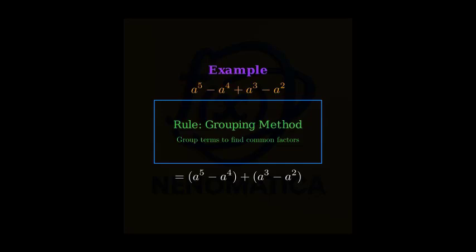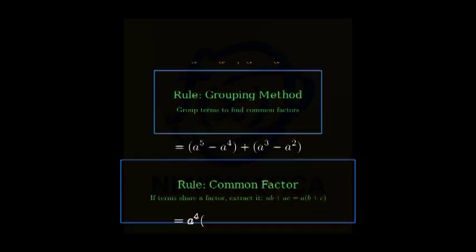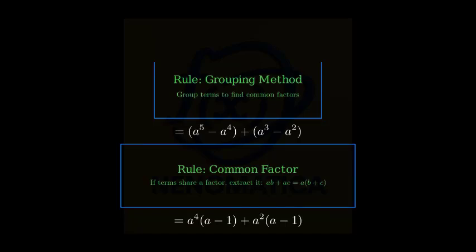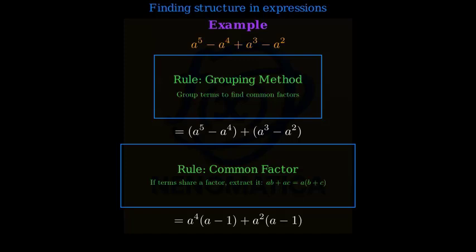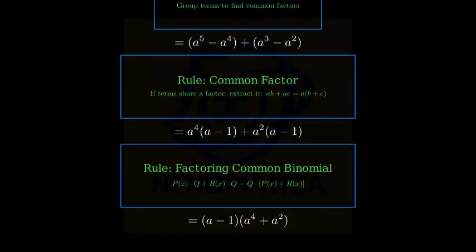Notice that in each group, we can factor out a common term. In the first group, we can factor out a to the 4th power, and in the second group, we can factor out a squared. So our expression becomes a to the 4th times (a minus 1) plus a squared times (a minus 1). Do you see a common factor in both terms? Yes, both terms have the factor a minus 1. Let's factor this out. We get (a minus 1) multiplied by (a to the 4th plus a squared).